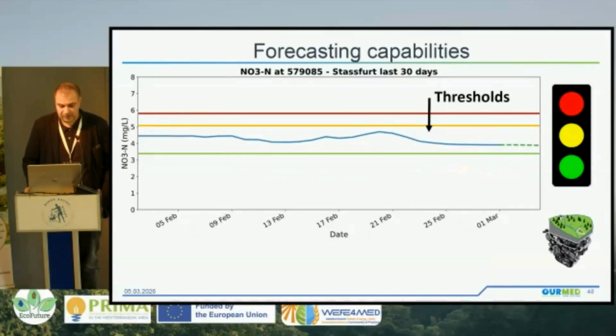And finally, our target is to develop this kind of traffic light mapping, where based on the ecological boundary conditions, we can see where we are.